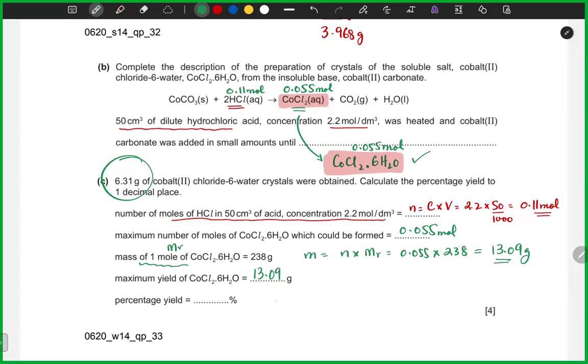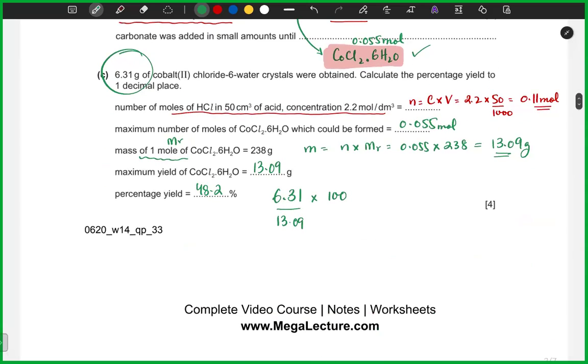So I'm going to find yield, which is the actual. In reality, in the experiment, we got 6.31, while theoretically on my calculator we should be getting 13.09, and times 100. So now on the calculator, 6.31 divided by 13.09, and times 100, right? So how much is that? That's going to come out to be 48.2%. That's my answer to this particular question.